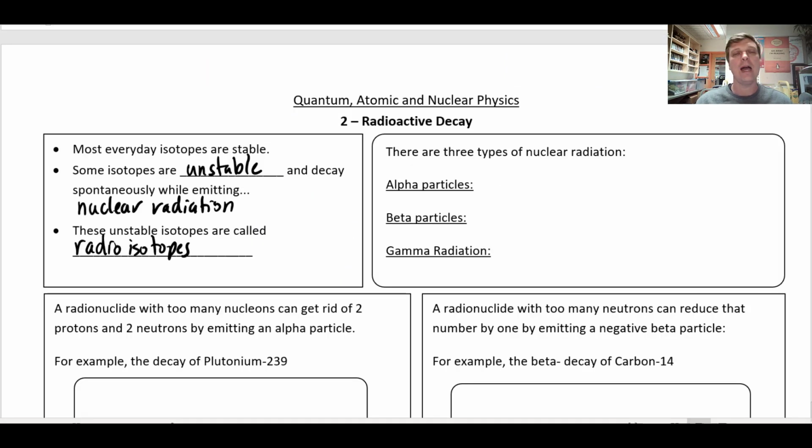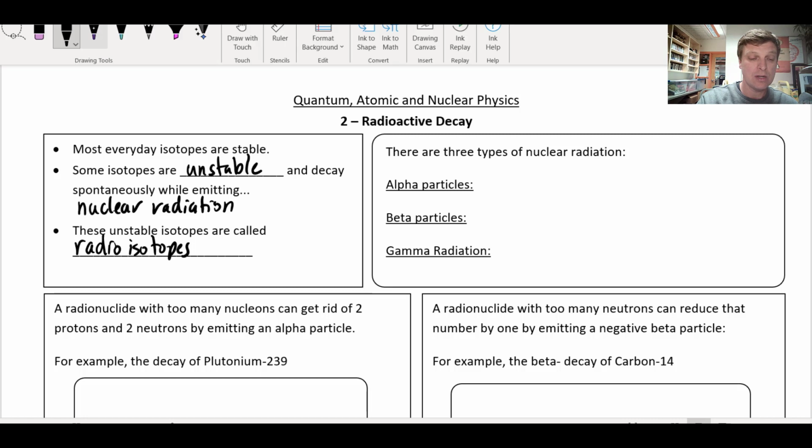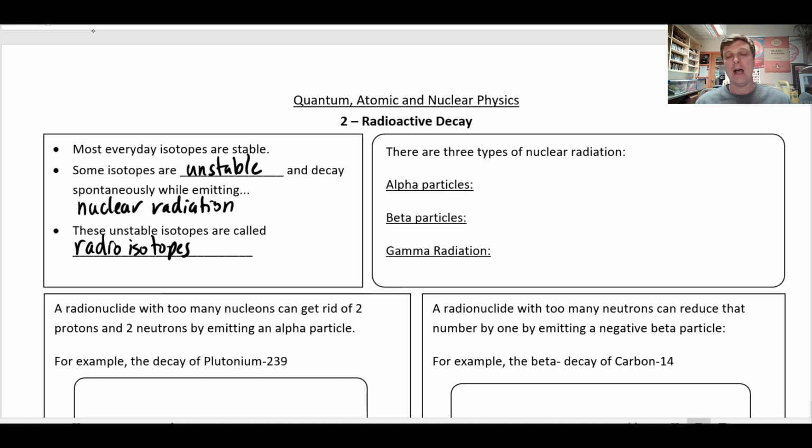So there are three kinds of radioactive decay, nuclear decay, that we're going to look at. Three types of emissions. Okay, the first is an alpha particle. Now, an alpha particle is two protons and two neutrons. Okay, it is essentially a helium nucleus. So it's helium with a mass of 4 with two protons and a charge of +2.